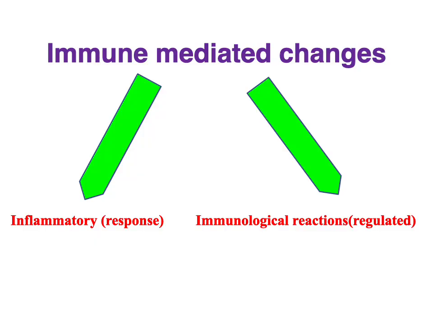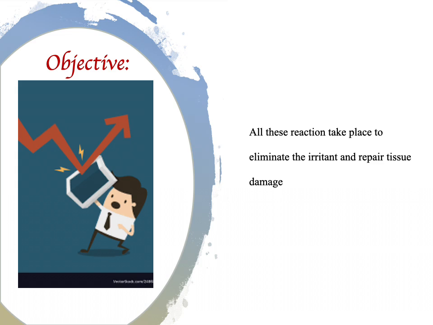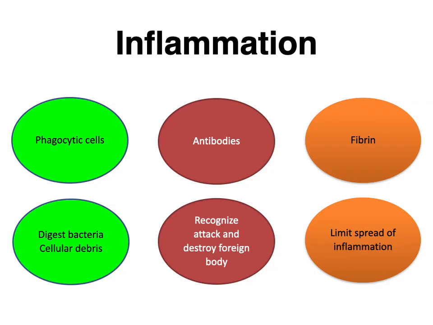The immune mediated changes include the inflammatory changes and the immunological changes. The inflammatory changes are based on the response to the stimuli and the immunological reactions are based on the regulated changes. The basic objective of the rationale in endodontics is that all these reactions take place to eliminate the irritants and repair the tissue damage. During inflammation, the phagocytic cells, the antibodies and the fibrin come into action.